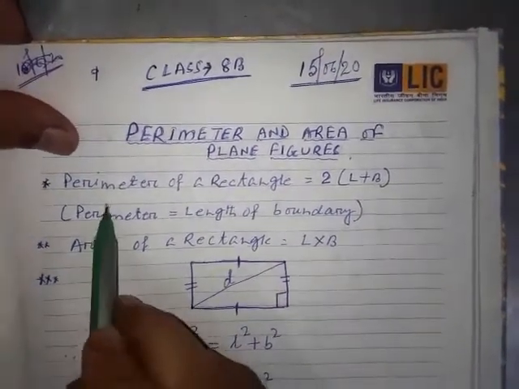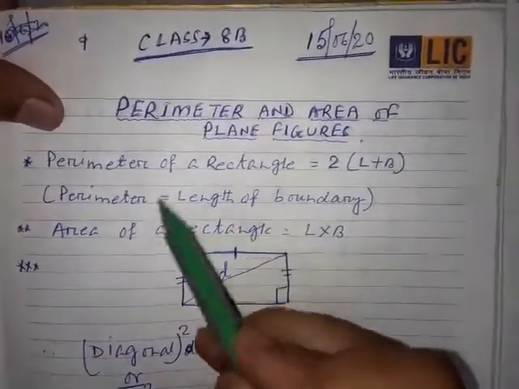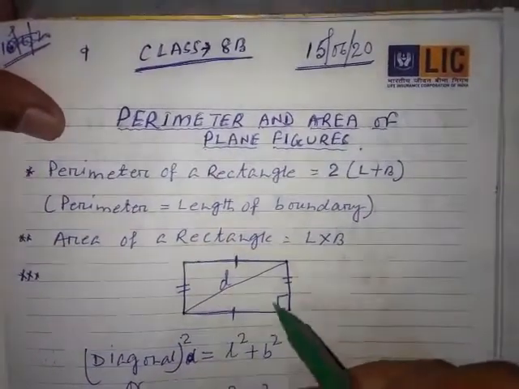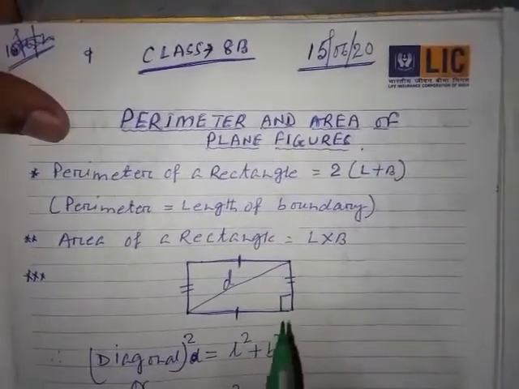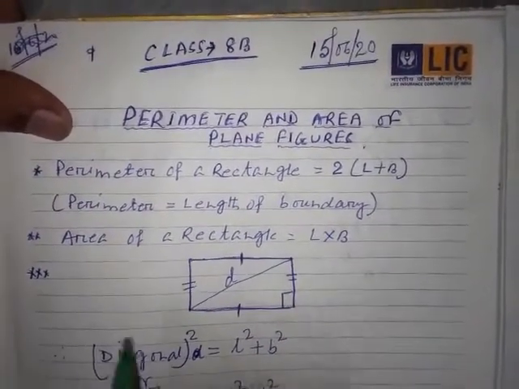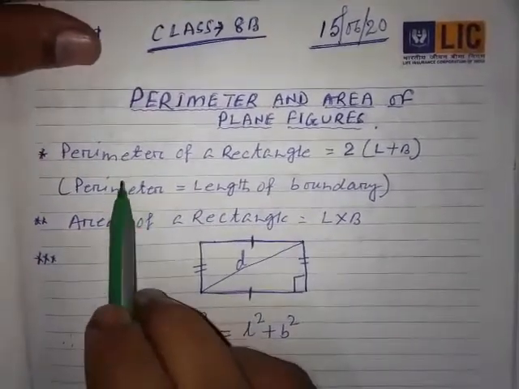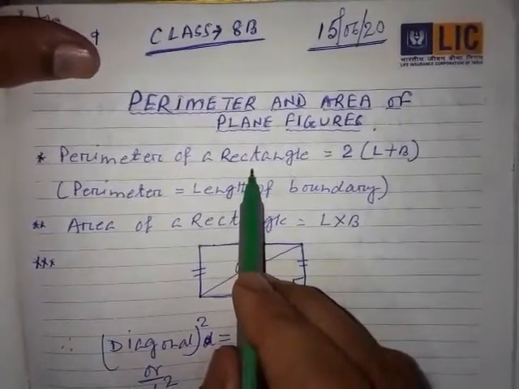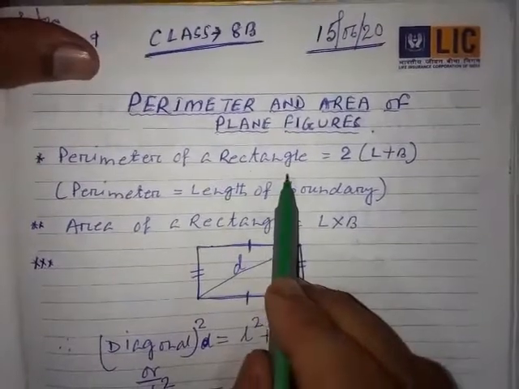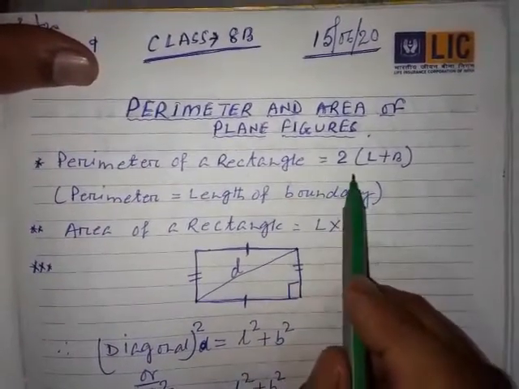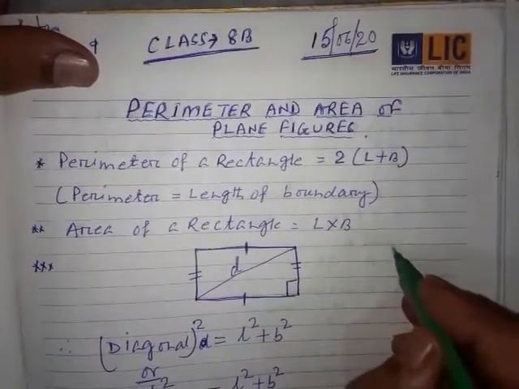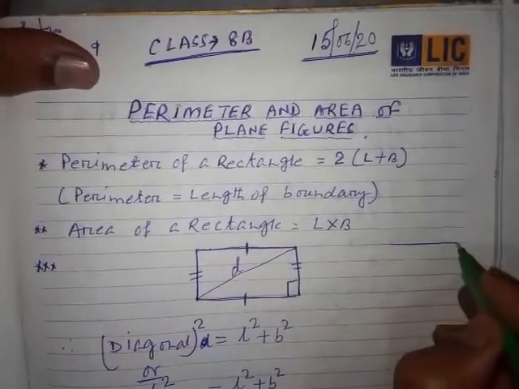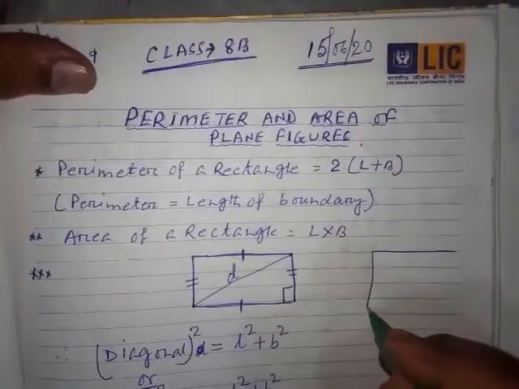So first I'm going to give you certain formulas for how to find out the area and perimeter of different kinds of plane figures. What is there in your syllabus? So first I'm going to discuss the perimeter of a rectangle. The perimeter of a rectangle is equal to 2 into (L plus B). Now what is a rectangle? All of us know a rectangle. Basically this is called a rectangle.